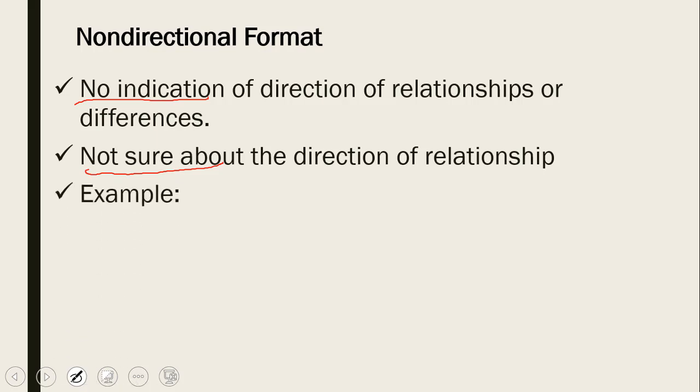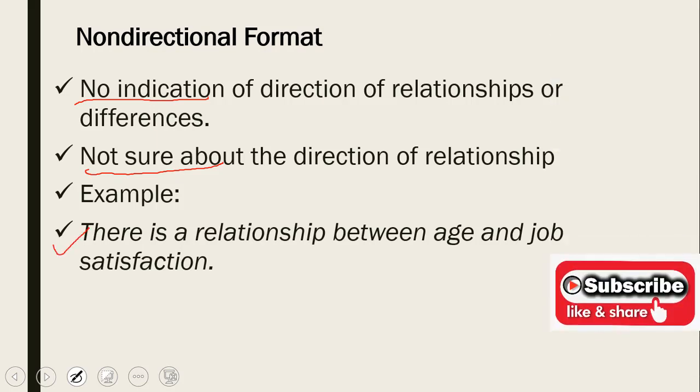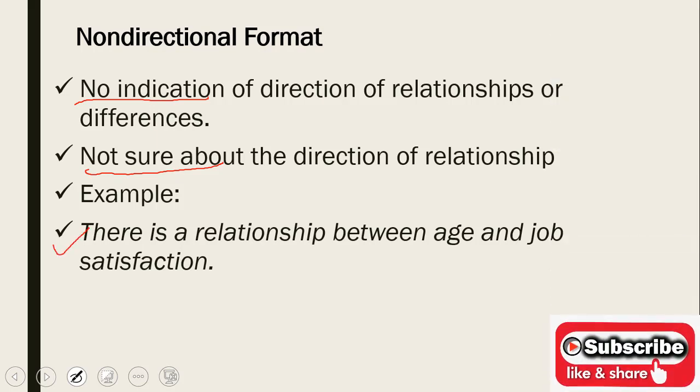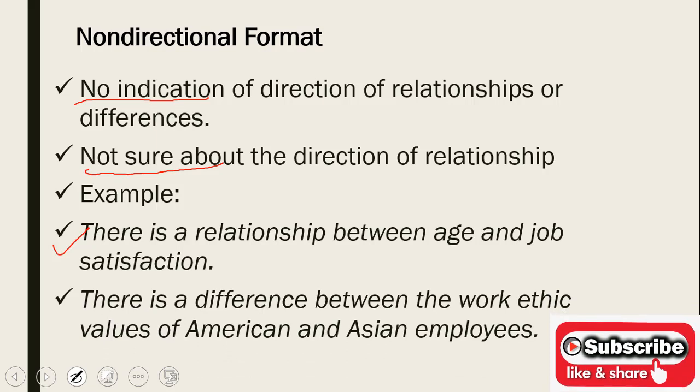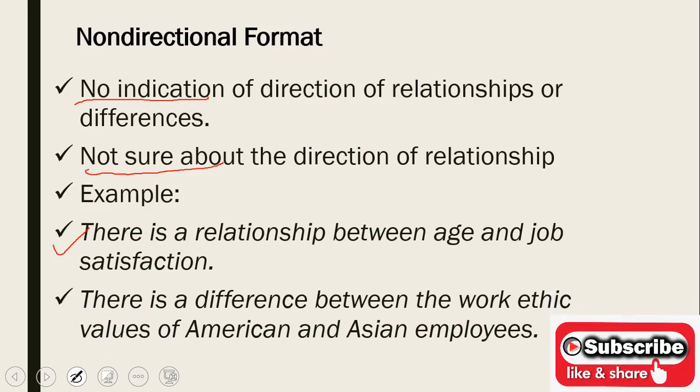For example, there is a relationship between age and job satisfaction. If the researcher does not find sufficient evidence of a particular direction between age and job satisfaction, then he can develop such type of hypothesis that there is a relationship between age and job satisfaction. Another example, there is a difference between the work ethic values of American and Asian employees.